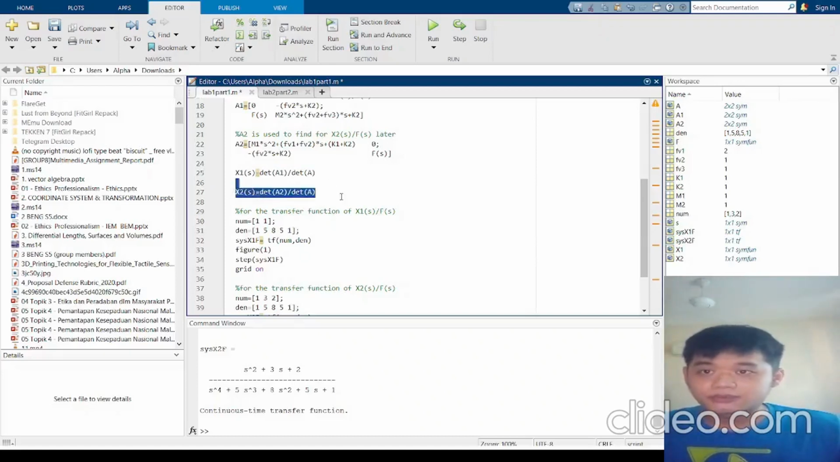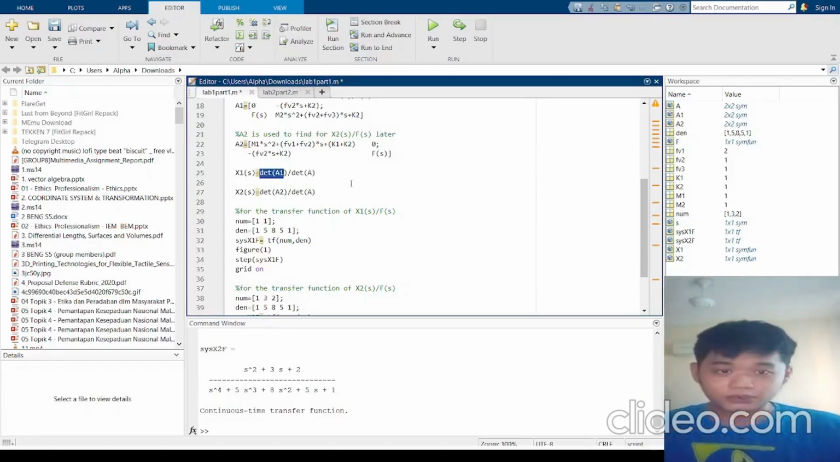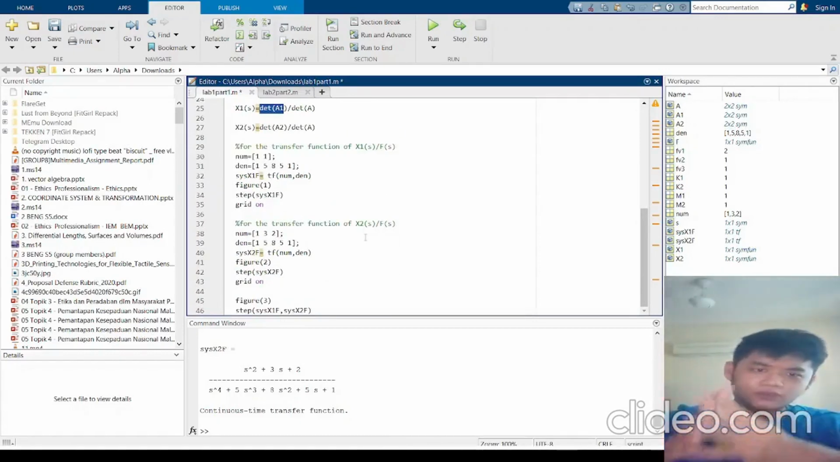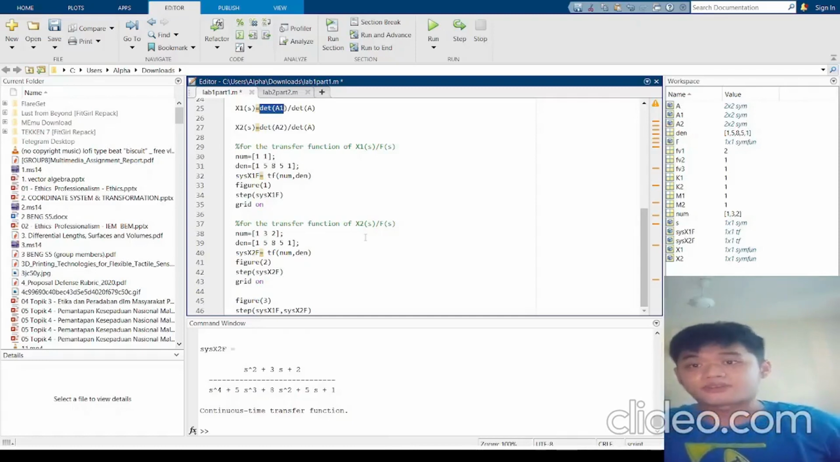So here, in order to find out the final transfer function for x1 and x2, we simply have to use the determinant for x1, A1, divided by the normal determinant, and the same goes for x2, using the determinant of x2 divided by the determinant of the normal matrix form. And then to draw the figure, we also need to find out all the values of the numerators and the denominators in the transfer function of x1 and x2.